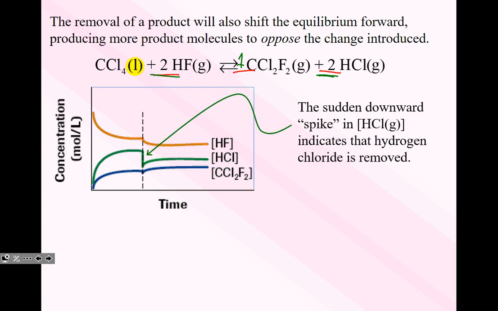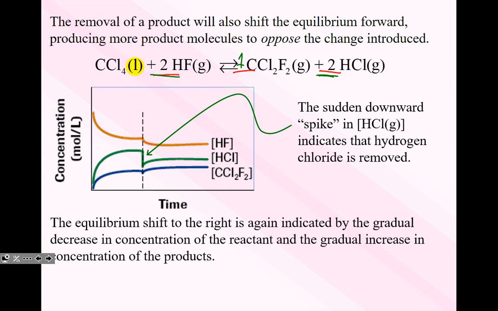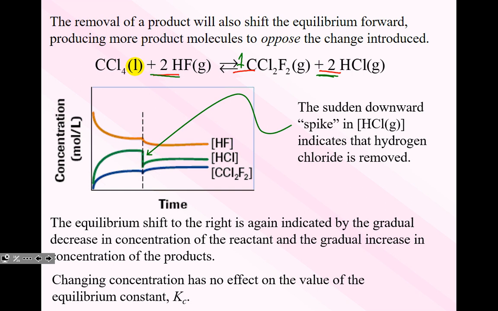So the sudden downward spike in hydrochloric acid, or gas in this case, hydrogen chloride gas, indicates it is removed. So it shows there's a spike going downwards. The equilibrium shift to the right is again indicated by the gradual decrease in concentration of the reactant and the gradual increase in the concentration of the products. Okay. Changing concentration has no effect again on the value of the equilibrium constant, only change in temperature.